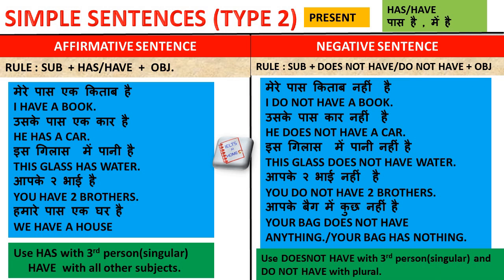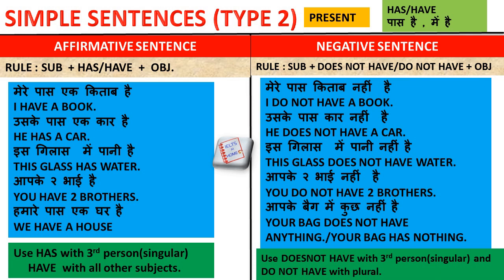On your screen you can see the simple sentences type 2 present. Firstly we will discuss present, then past and then future. And in present we use has and have for type 2. As I earlier mentioned, simple sentences are those in which the subject doesn't perform any action or there is no verb. So the same rule applies in type 1 and type 2.